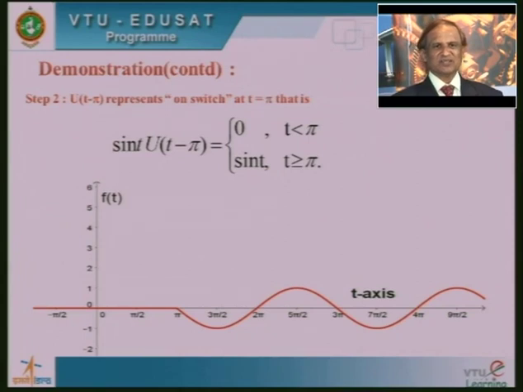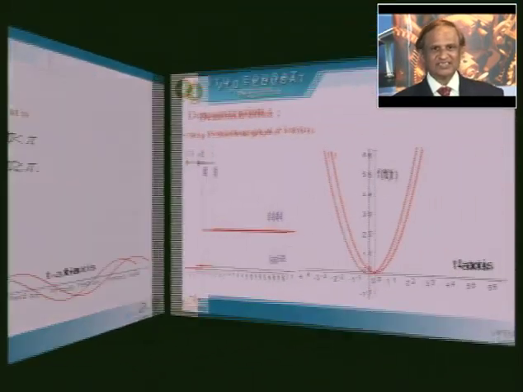So, mathematically you can write sin t into u of t minus pi is equal to 0 when t is less than pi. Is it clear? So, that is equal to sin t when t is greater than or equal to pi. Right? So, you can observe the graph on the t axis when the value of t is less than pi. You can observe at t is equal to 0, at t is equal to pi by 2 and up to pi, the curve is not visible. Is it clear? It is on the t axis. After pi, I hope you can observe the sine curve. That is the resultant function.